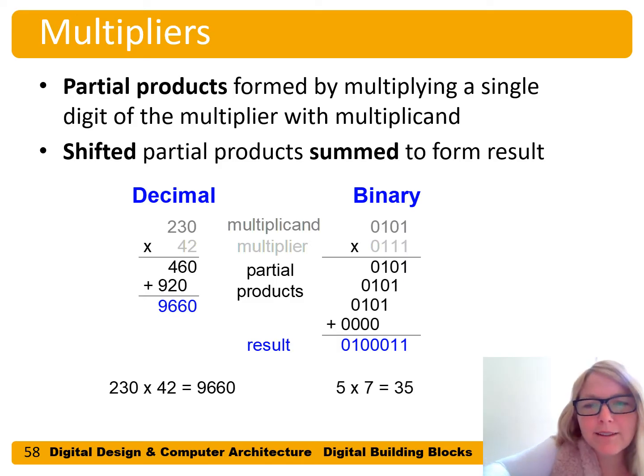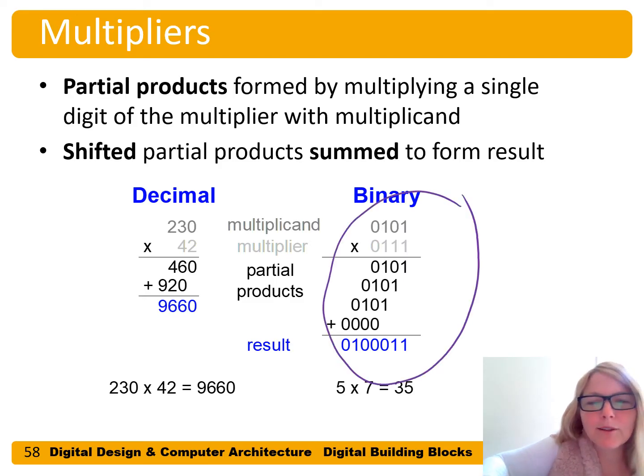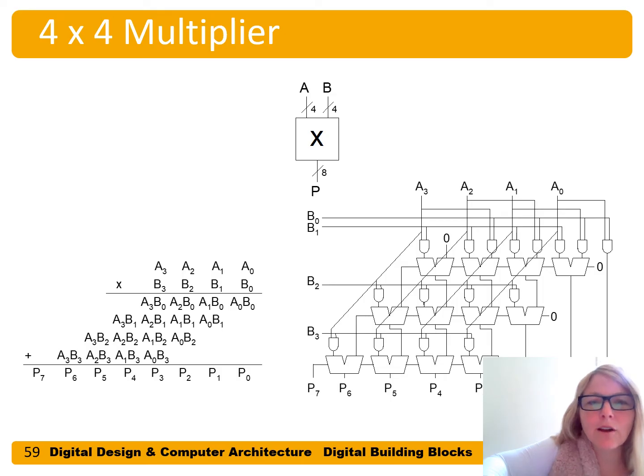So how do we build this? Well, we build it by looking at how we calculate those partial products. So here's a 4x4 multiplier. We have 4-bit operands, and we could get up to 8 bits as the product. Unlike addition, where 4-bit operands give a 4-bit result, with the multiplier, 4-bit operands give us 8-bit results. 16-bit operands, we get a 32-bit result.